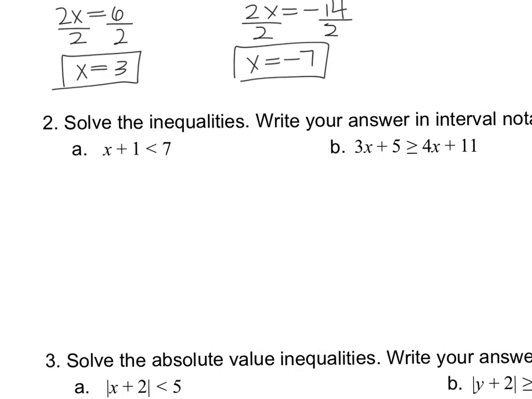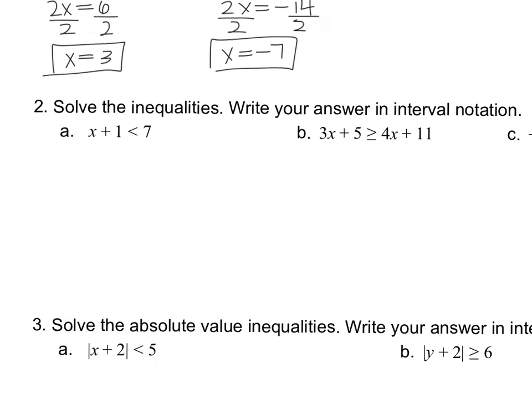Next, we're going to look at solving regular inequalities, and we're going to write our answer in interval notation. When we solve an inequality, we get x by itself, and typically we get x on the left side of the inequality. In A, we're looking at x plus 1 is less than 7. So in order to solve that inequality for x, we're going to subtract 1 from both sides. So we end up with x is less than 6.